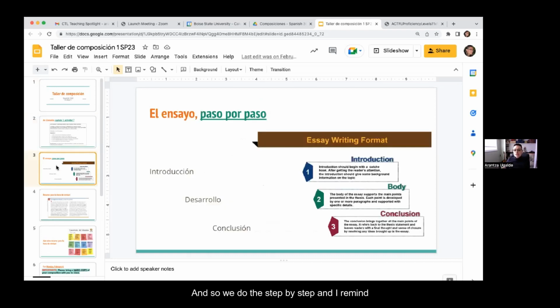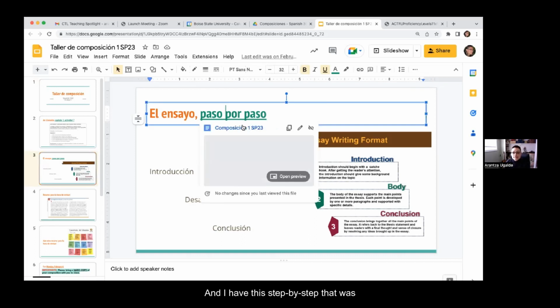And so we do the step by step, and I remind students that they know how to do these things, right? This image is taken from an English 101 class. And just to remind students that everything that they've learned in English 101, we're going to do again in Spanish 302. You know, the essay has an introduction, a body, and a conclusion. And of course, we changed that to Spanish, introducción, desarrollo, conclusión. I tried to scaffold it, and I tried to organize it so that I'm not just saying, okay, go home, write an essay in Spanish, 300 words, but rather there's a start, a middle, and an end.